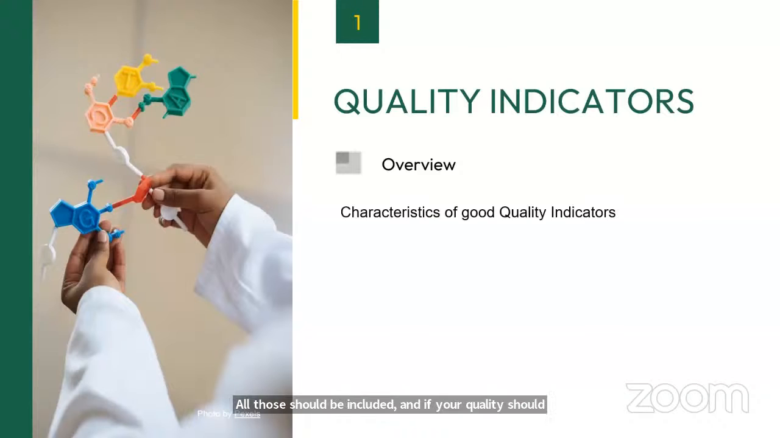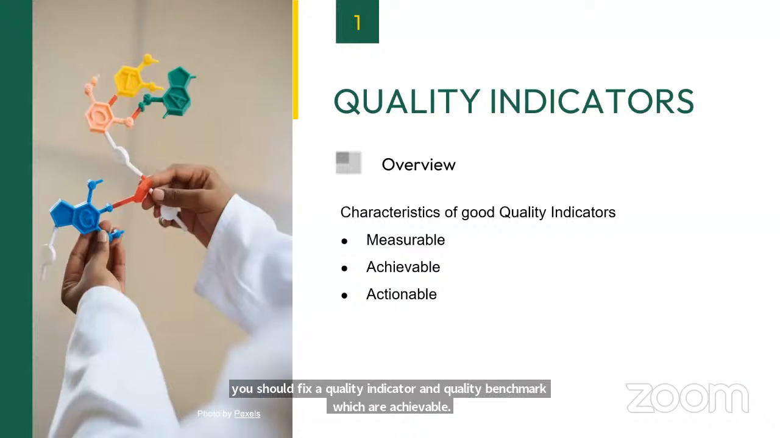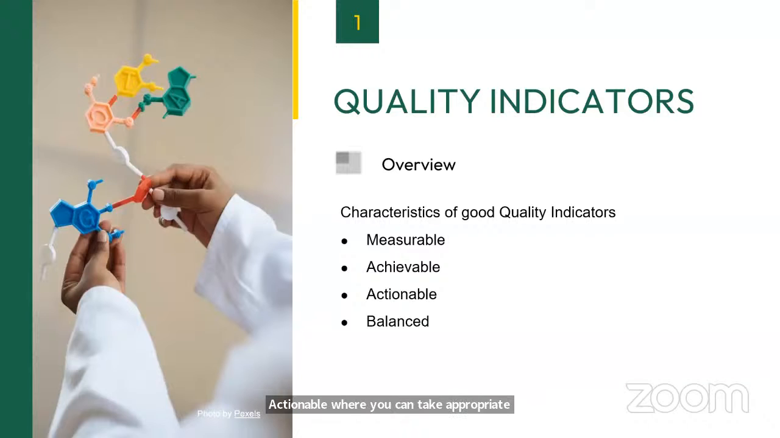What are the characteristics of a good quality indicator? It must be measurable. So you should monitor only those things which you will be able to measure. It should be a measurable quantity, or it should be a measurable process. It should be achievable. As I have mentioned, a turnaround time of less than half an hour is not achievable. So you should fix a quality indicator and quality benchmark which are achievable, and actionable, where you can take appropriate actions if something goes wrong. It must be balanced.